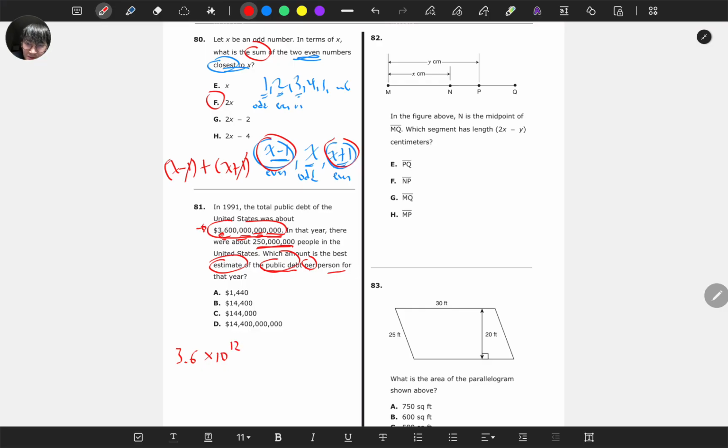Because if I put a decimal here and I were to jump enough so that the decimal is all the way at the end so that it becomes that whole number, right? That's going to be 3, 6, 9, 12, and that's where I got that from. Now I got to divide that public debt by this amount of people. Well, you have to review your scientific notation. I should make a video on that in the future, right?